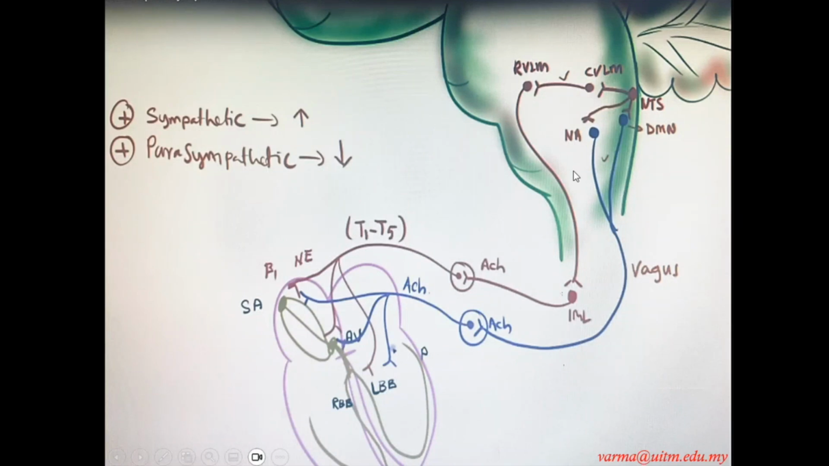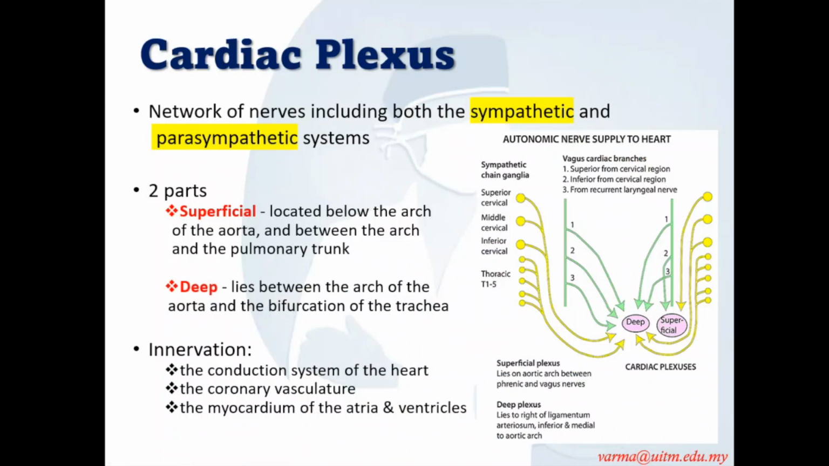Hope this is clear. Once the nerves have reached the heart from the origin, they form a plexus before they actually affect the conduction of the heart. So it is a network of nerves including both the sympathetic and parasympathetic systems. I'm not giving very detailed points, just very simplified points to understand this. It has two parts, superficial and deep. Superficial is located below the arch of the aorta, between the arch and the pulmonary trunk.